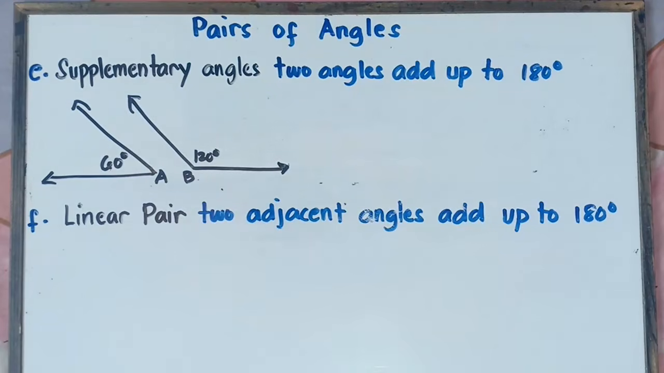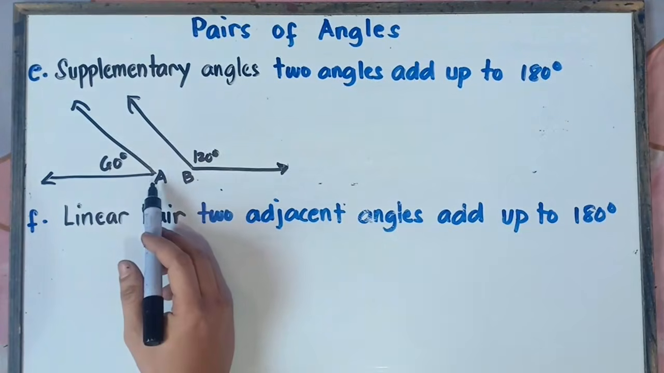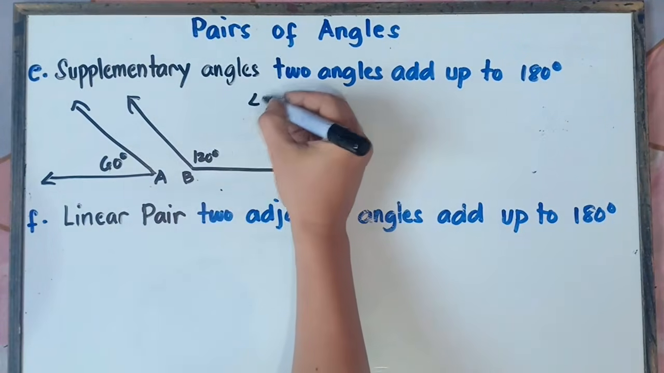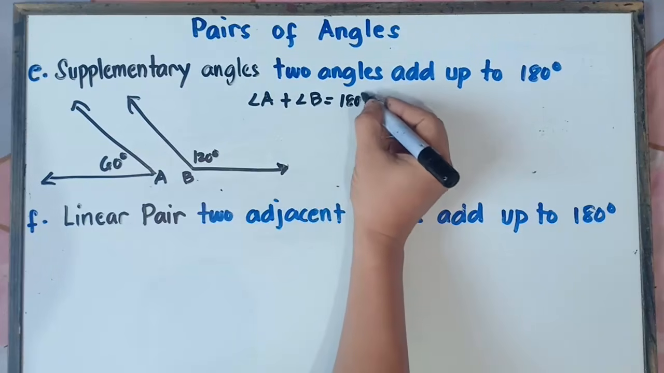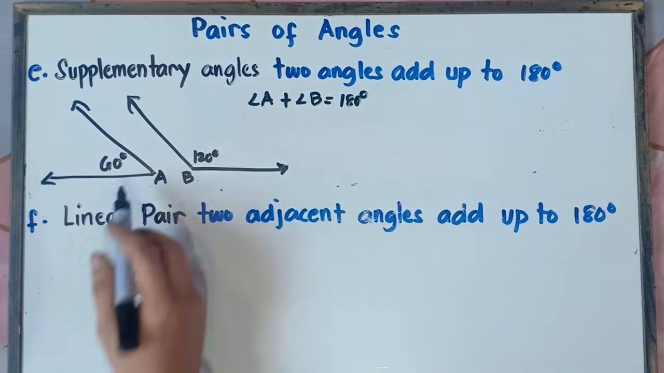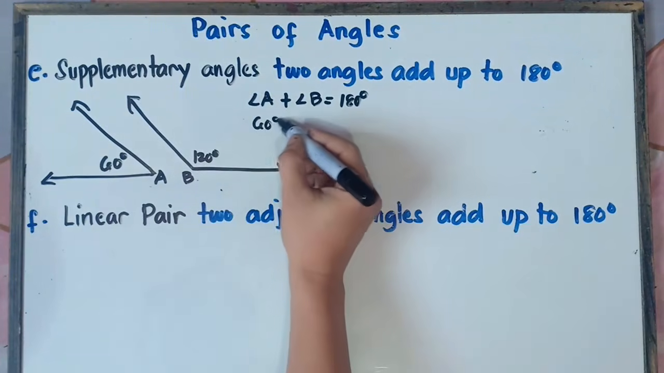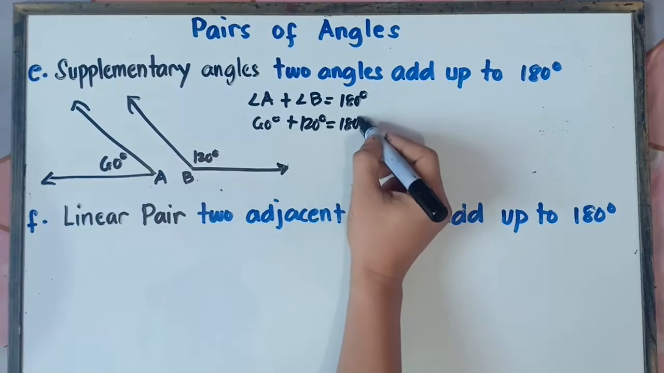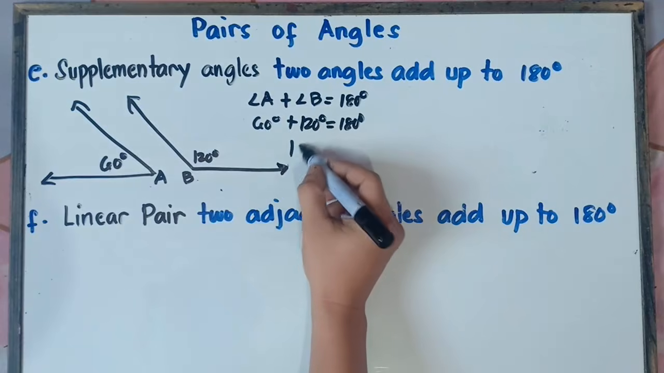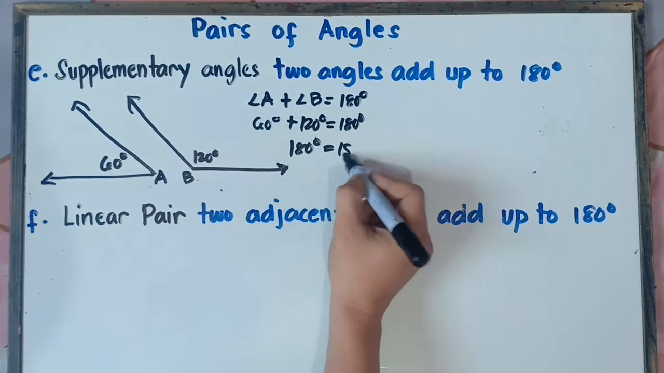Can we call angle A and angle B supplementary angles? Yup, we can call this one supplementary angles. Question, why is that, sir? Because if you add angle A plus angle B, can we get 180 degrees? Yup, you can get 180 degrees because 60 degrees plus angle B, 120 degrees, will be equal to 180, right? 60 plus 120 is 180.